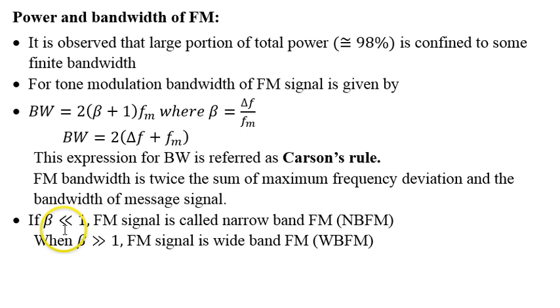But if beta is much less than 1, typically 0.3 and less, the FM signal is called narrowband FM. When beta is much greater than 1, typically 5 or 10, the FM signal is said to be a wideband signal.